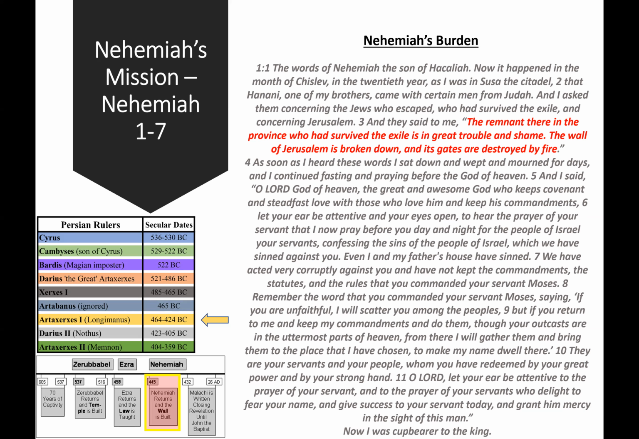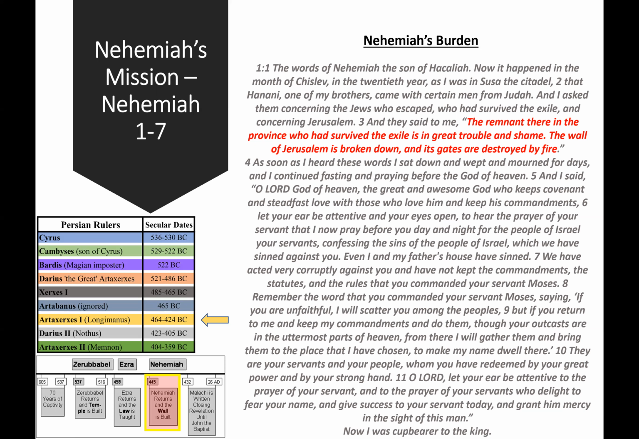Remember the word that you commanded your servant Moses, saying, If you are unfaithful, I will scatter you among the peoples. But if you return to me and keep my commandments and do them, though your outcasts are in the uttermost parts of heaven, from there I will gather them and bring them to the place that I have chosen to make my name dwell there.